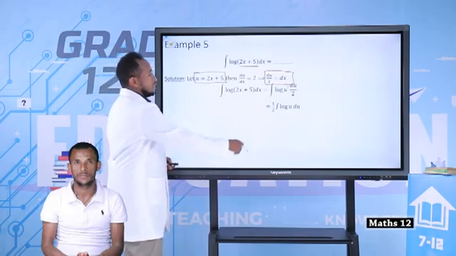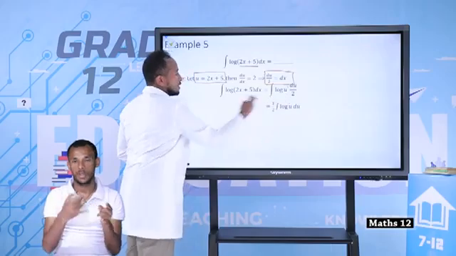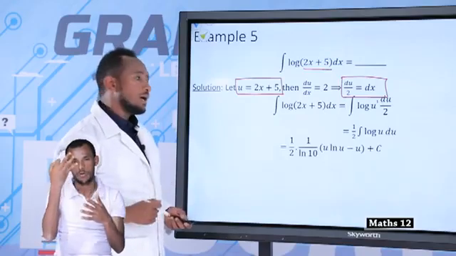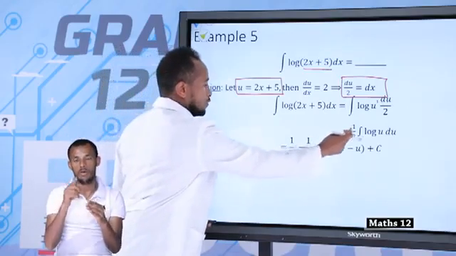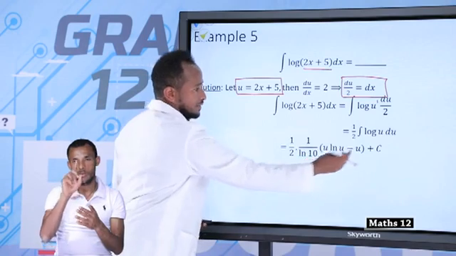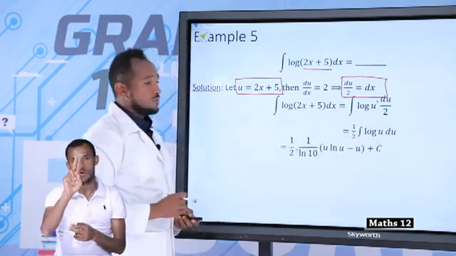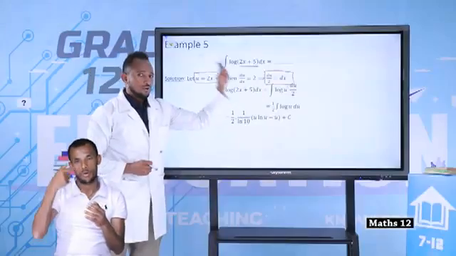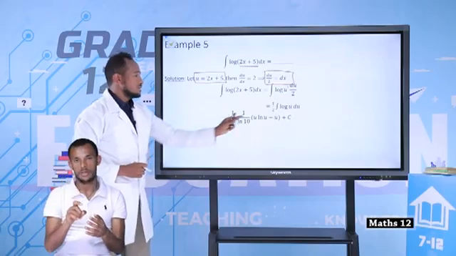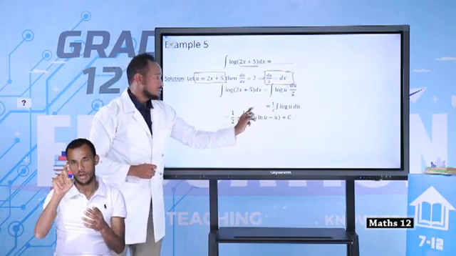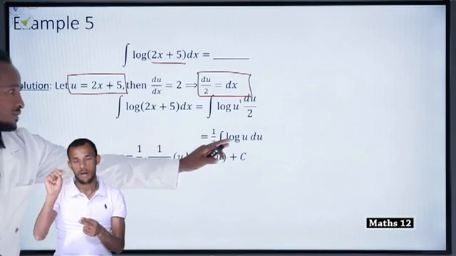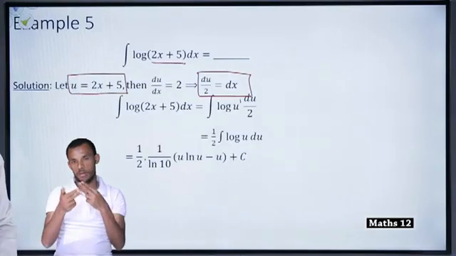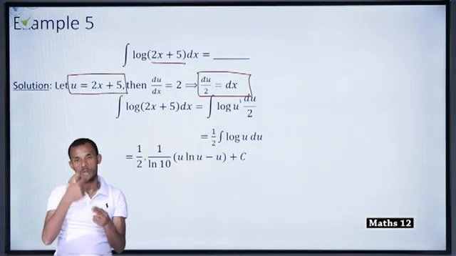Okay, just taking 1 over ln 10 outside, you will have the integration of ln u du. The integration of this we have solved earlier. So we have 1 over 2, 1 over ln 10 times u ln u minus u plus some constant c. As you remember, we have solved the integration of ln x in the previous example. It is x ln x minus x, times 1 over ln 10. Therefore, the integration is 1 over ln 10 times u ln u minus u plus some constant c.